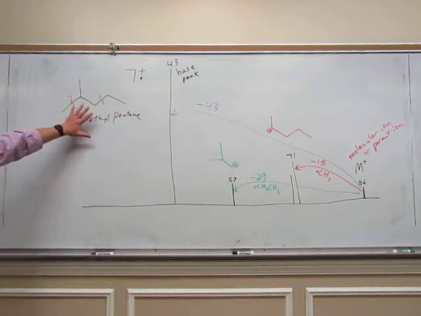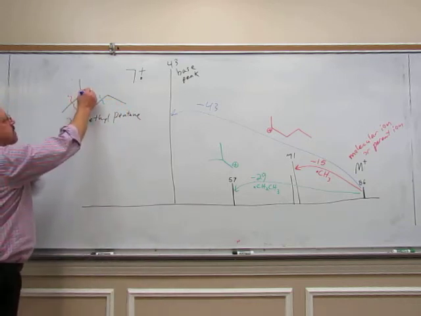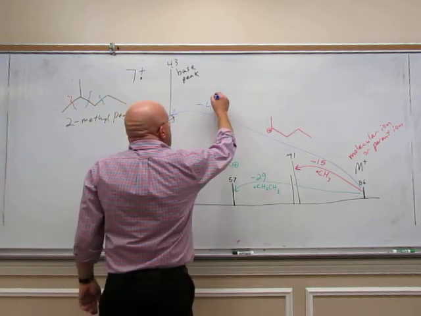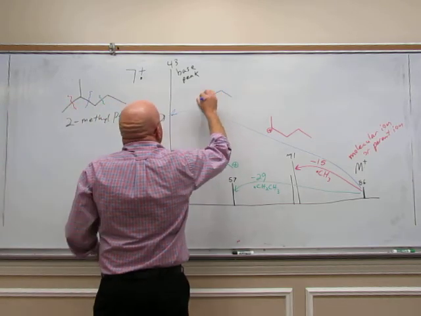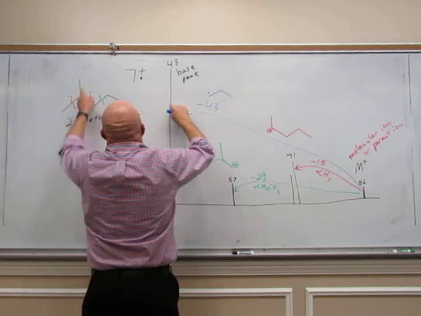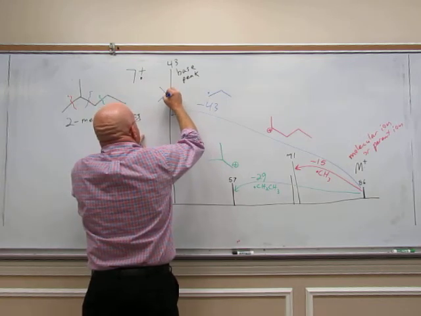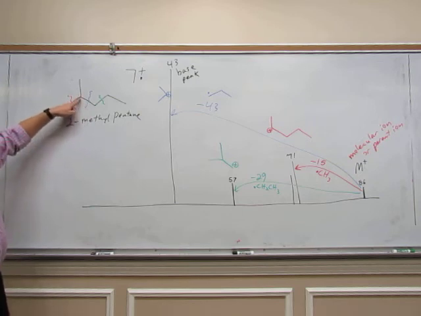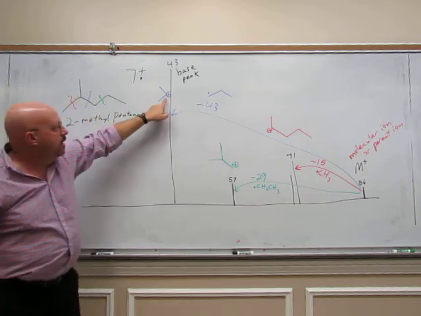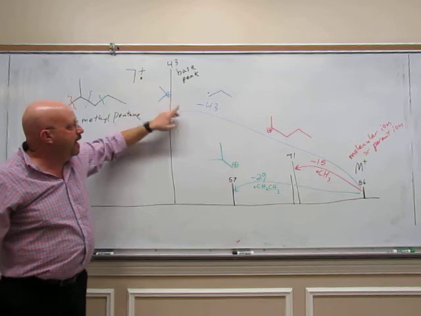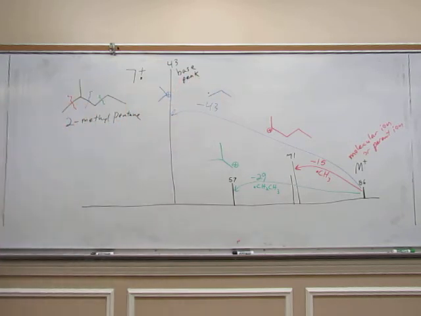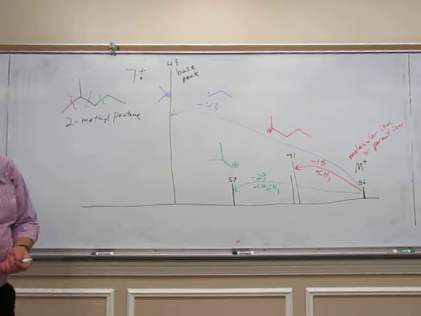And if you look at our structure, if we break here next to the branching point, on this side of the branching point, we're breaking off a propyl radical. That makes sense. So we lost this propyl radical. So the peak at 43 would be this cation. I broke it right here. This side would be the cation, and this side would be the radical. So this peak at 43 is this cation, and we lost the radical. We don't see it. Okay, so we figured out all the biggest peaks there.